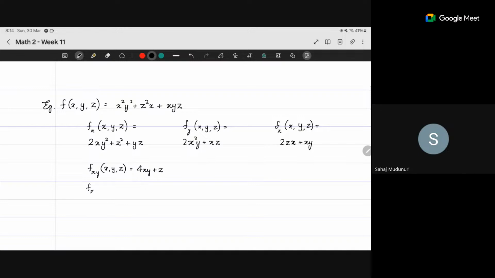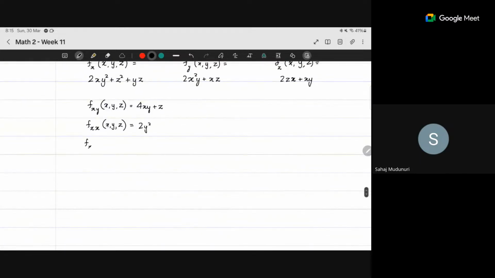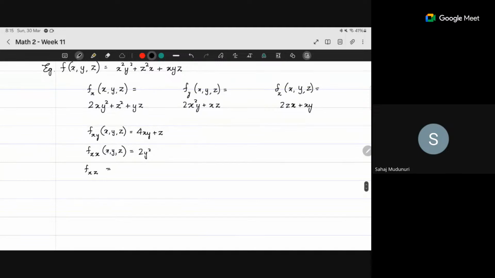Now starting with f_x, I can differentiate with respect to the same thing again, right? It's once again a function of three variables. So this would be 2y². And then f_xz would be, I'll stop writing (x, y, z) every time. f_xz is just 2z plus y.